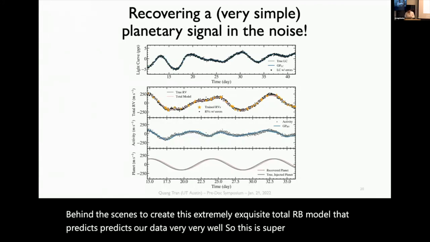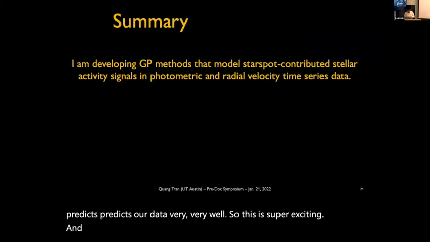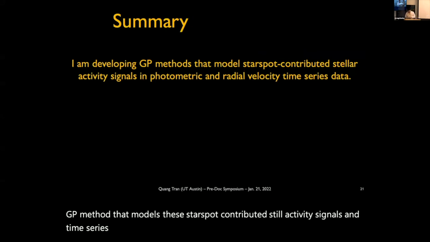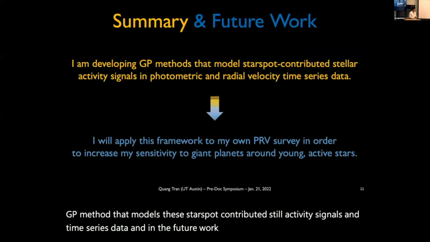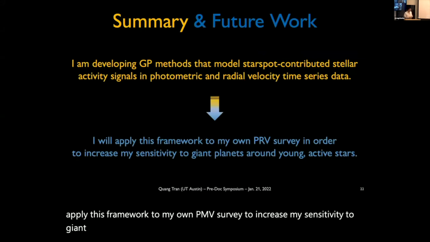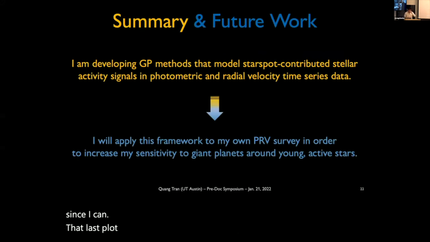And so I'll just summarize really quickly what we're doing: developing a GP method that models these star spot contributed stellar activity signals in time series data. In future work, I'm hopefully going to apply this framework to my own PRV survey to increase my sensitivity to giant planets around young active stars. That's why it's really exciting, since that last plot demonstrates some proof of concept of that. And I'll take your questions now. Thank you.